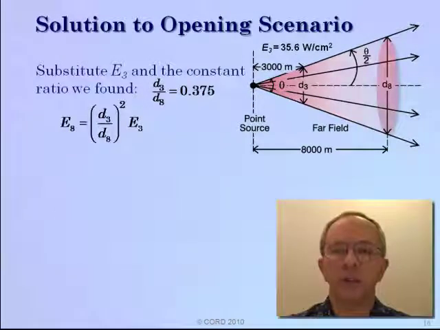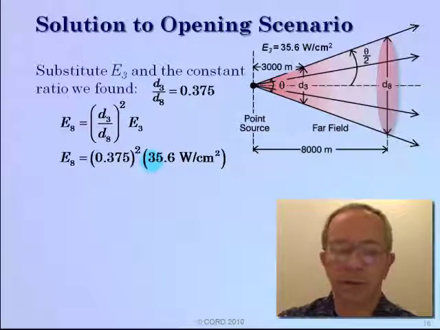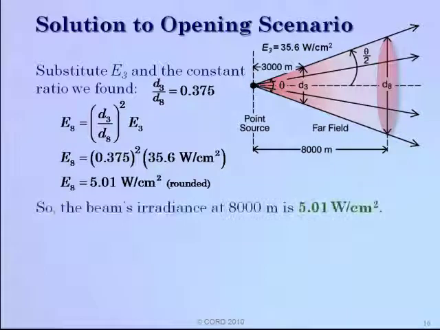So now let's substitute in our irradiance that we were given and the constant ratio we found, and square that and multiply that by the input, the irradiance we measured at E3, and that was 35.6 watts per centimeter squared, and we end up with 5.01 watts per centimeter squared. So the beam's irradiance at that far position is 5 watts per centimeter squared.